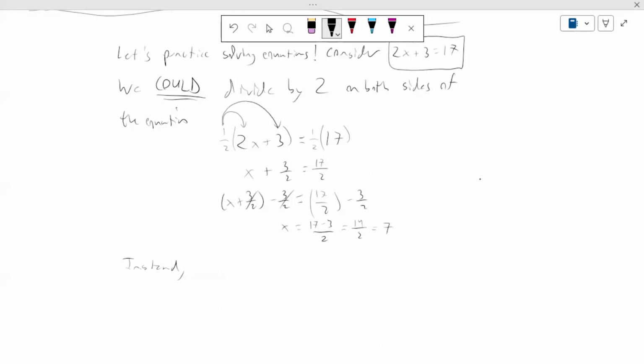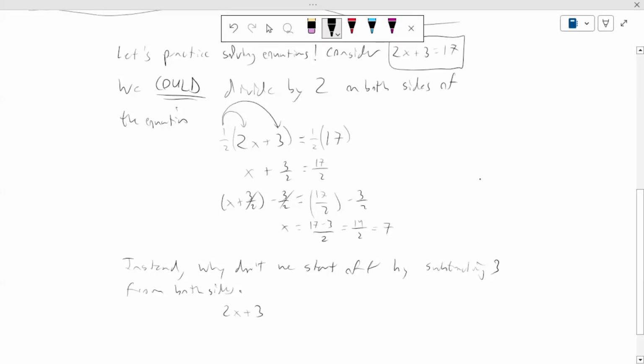All right. So instead, why don't we start off, right? Solving the same equation again, 2x plus 3 equals 17, by subtracting 3 from both sides. Okay? So if I did that, well, we had 2x plus 3 equals 17, right? And then now I'm going to start off by subtracting 3 on both sides.